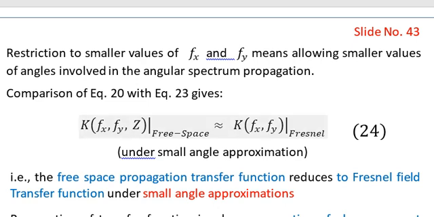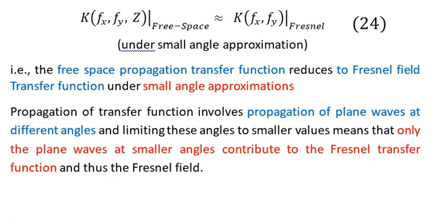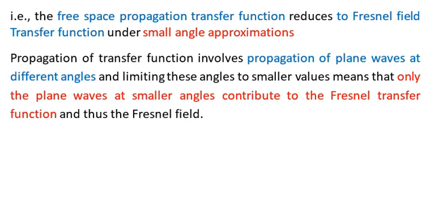So we can say that the transfer function in the free space, which is capital K of fx, fy, z, is actually a superset, the super transfer function, which can be converted into the Fresnel transfer function. So the free space propagation transfer function reduces to the Fresnel field transfer function under small angle approximations. Propagation of the transfer function involves propagation of plane waves at different angles, and limiting these angles to smaller values means that only the plane waves at smaller angles contribute to the Fresnel transfer function and thus the Fresnel field.